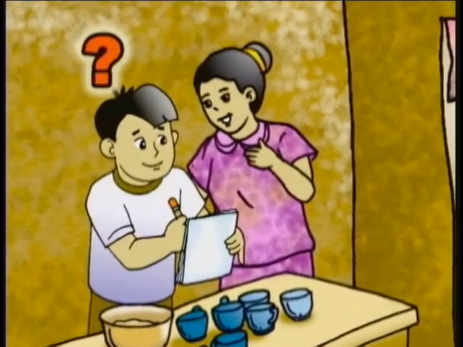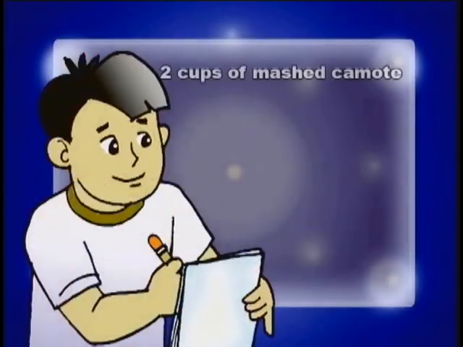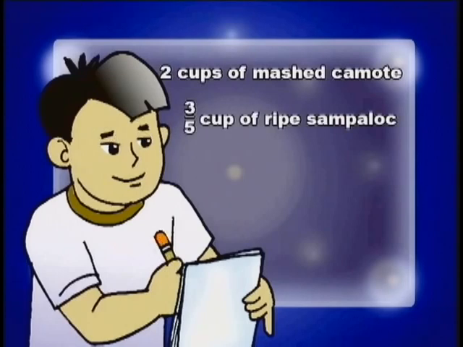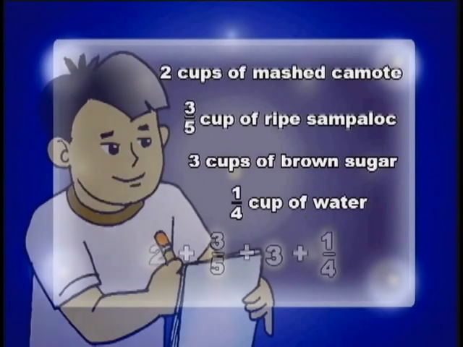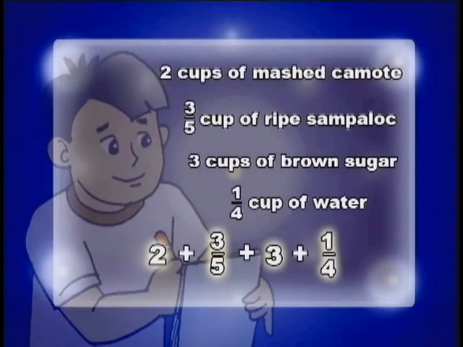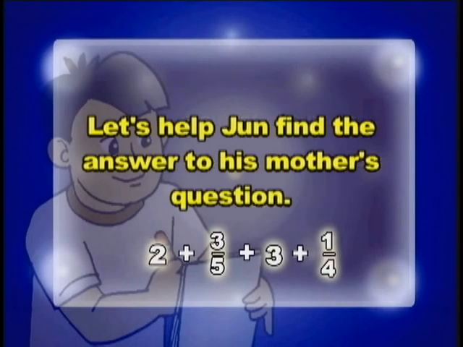He wrote down the amount of each ingredient he put into the bowl. 2 cups of mashed camote, 3/5 cup of ripe sampaloc, 3 cups of brown sugar, and 1/4 cup of water. Do you notice anything? We are dealing with dissimilar fractions, 3/5 and 1/4, and whole numbers 2 and 3. Let's help June find the answer to his mother's question.